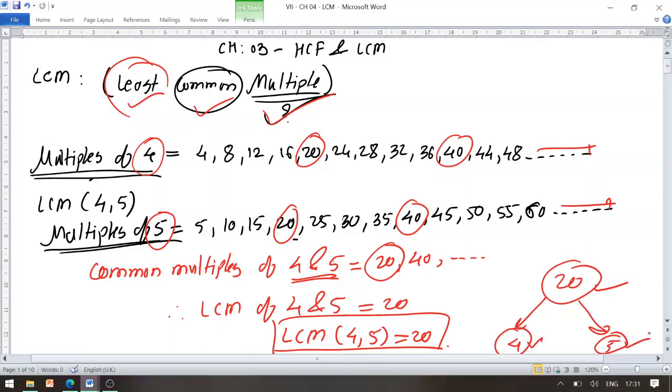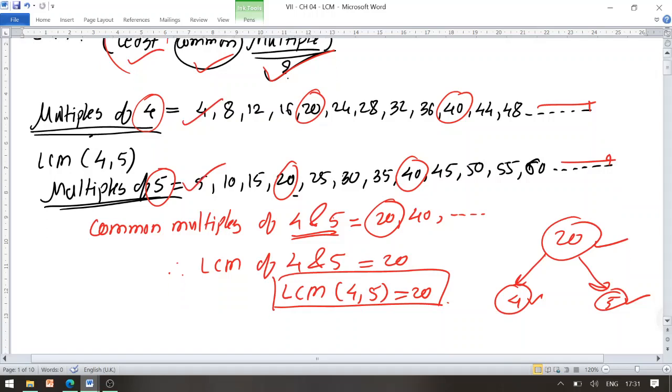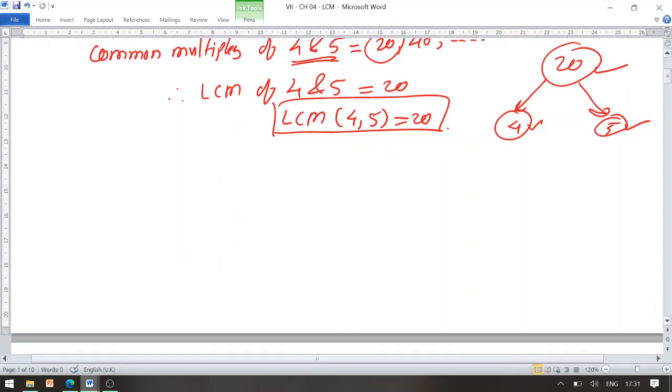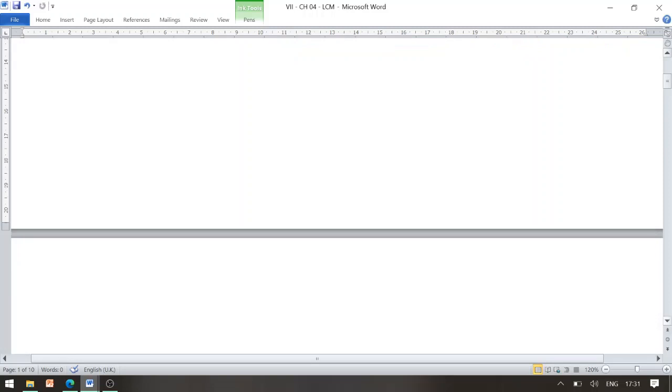It is not convenient to note down the table of the given number every time. That's why there is another method we have for finding the LCM, that is the vertical division method. Suppose we have to find the LCM of 15 and 20.